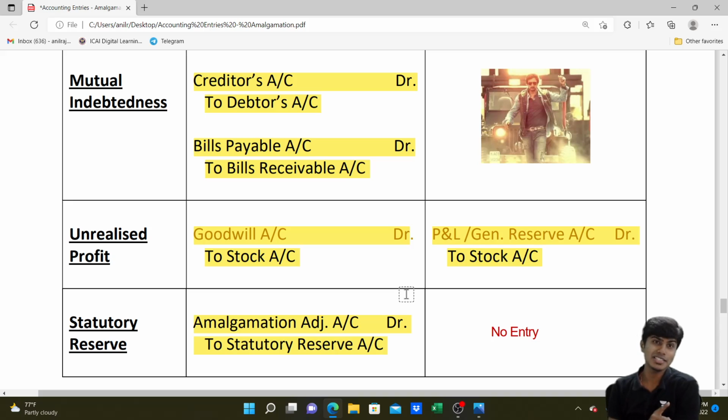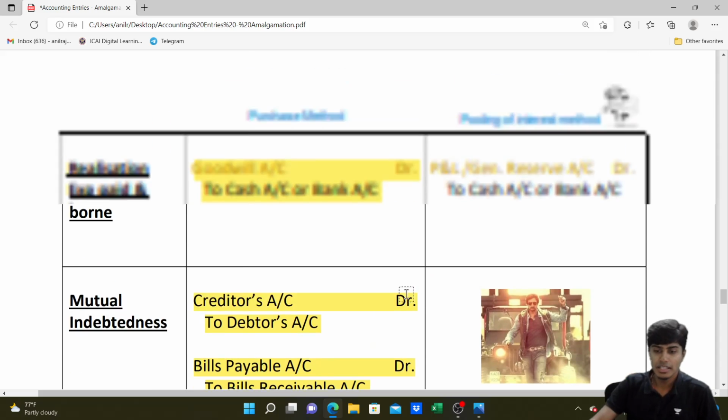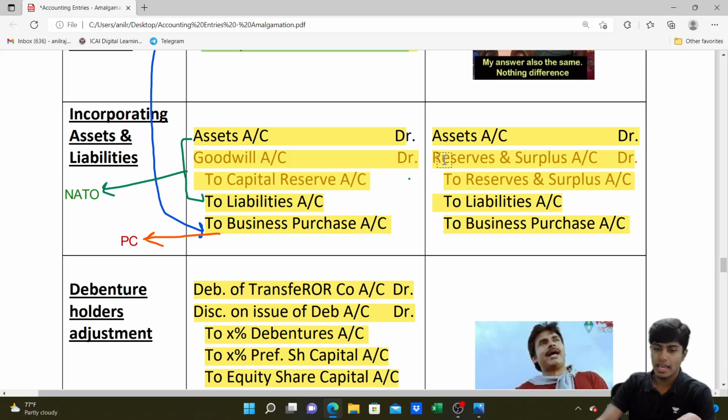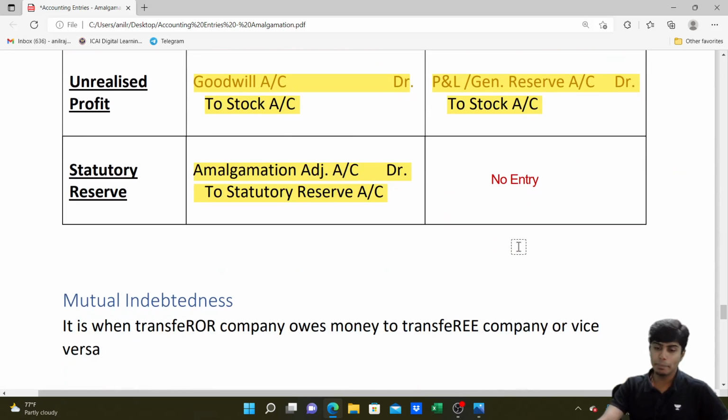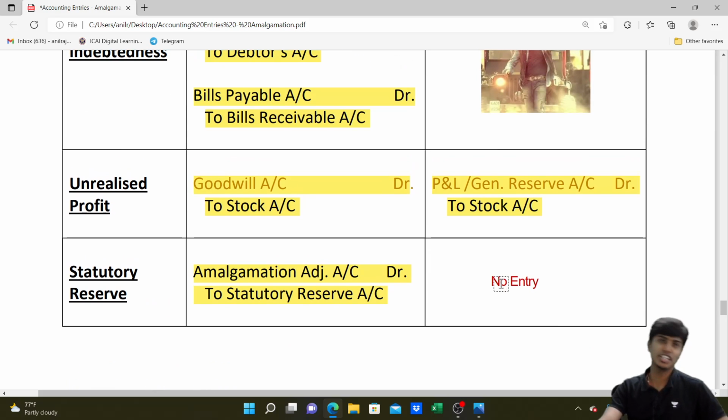All the assets and liabilities, including reserves and surplus, are recorded. So when the transferee company takes over all the assets and liabilities, including reserves, the transferor company's statutory reserve is also taken over. So such statutory reserve is already incorporated. Where? We wrote the entry here: assets account debit, liabilities account credit to business purchase. Here we would have already created such reserve. So we don't have to separately write another entry to record such statutory reserve. Got it, guys? That's it. This is how we account for all the transactions.